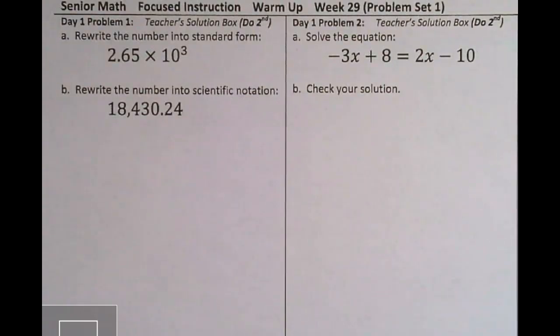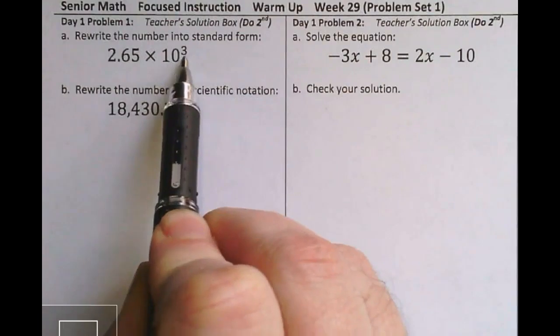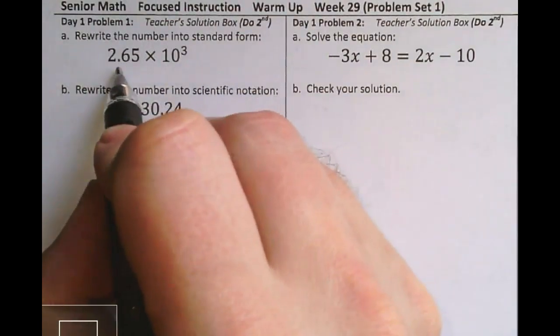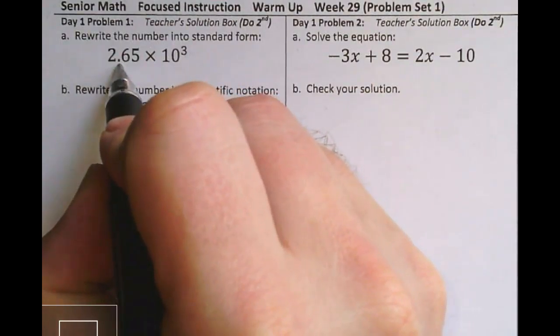Here's a solution for day 1, problem 1. Question A, rewrite this number into standard form. So to do this, we look at the exponent on the times 10 part. It's a positive 3. That means to multiply this number by 10 3 times. A quick way to do that is to move the dot 3 places to the right.